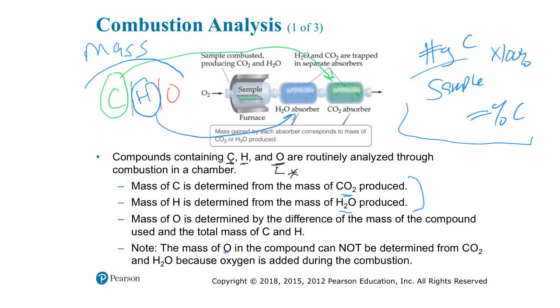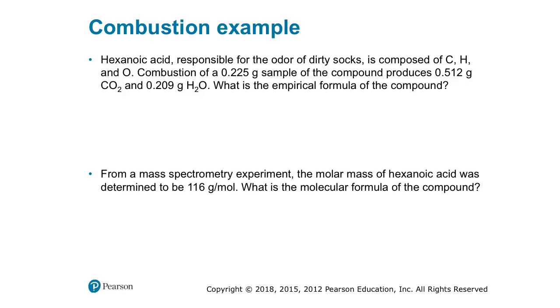Let's look at an example. So here's an example. We're told here hexanoic acid, which interestingly turns out to be responsible for the odor in dirty socks, is composed of C, H, and O. Combustion of a 0.225 gram sample of the compound produces 0.512 grams of CO2 and 0.209 grams of water. What is the empirical formula of the compound? So just like our percent by mass problems, the best we're going to do with this data alone will be the simplest ratio of the elements. That is the empirical formula.